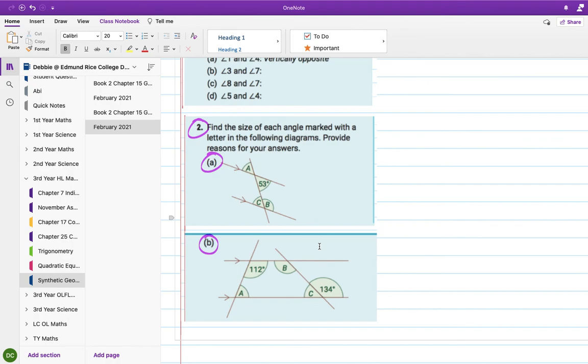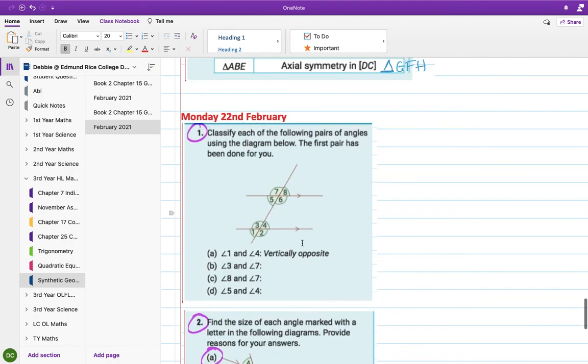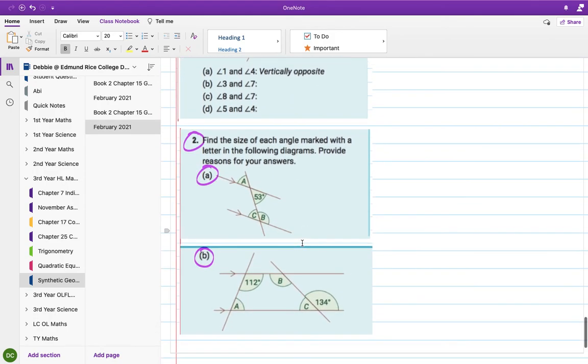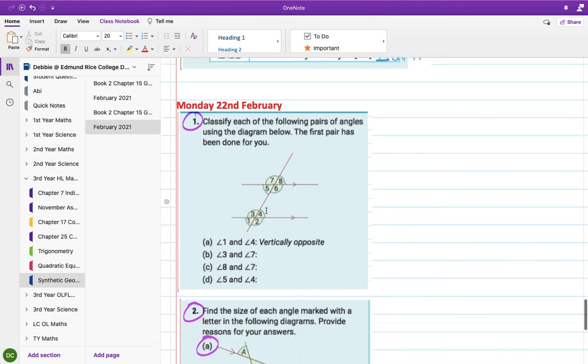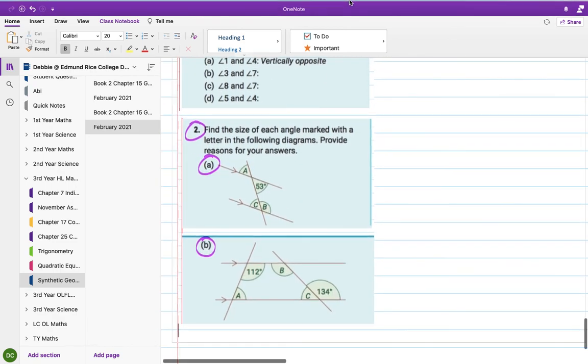Okay, so all of the questions I've given you have parallel lines, which means both alternate and corresponding are viable options for them. So you are going to be able to figure these out either using vertically opposite, which is the X, alternate, which is the Z, and corresponding, which is the F. Okay, so give those 3 questions a go for Wednesday, please.